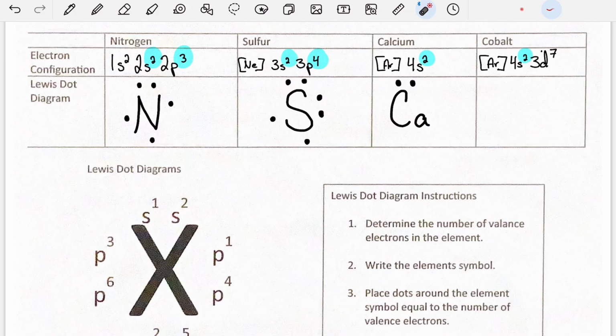And your valence electrons are only ever going to show up in s and p orbitals. D and f orbitals will never be valence electrons. Valence electrons are always in just s or s and p orbitals. So for cobalt, I'd write the symbol for cobalt, capital C, lowercase o, and then just 2 dots for its 2 valence electrons in its 4s orbital. And that's how you draw Lewis dot diagrams for elements.